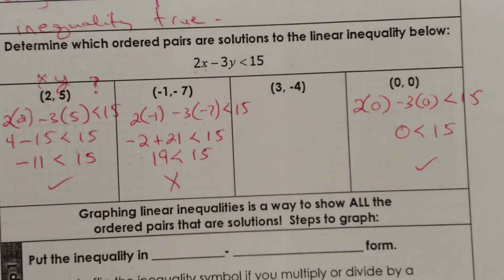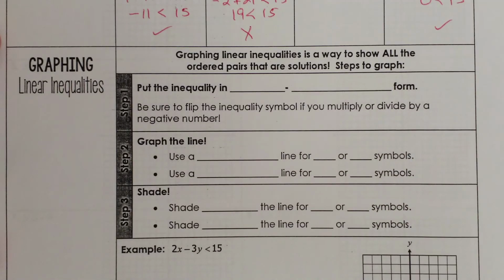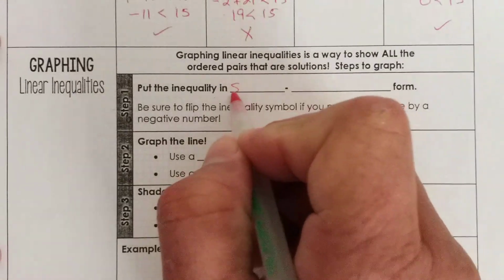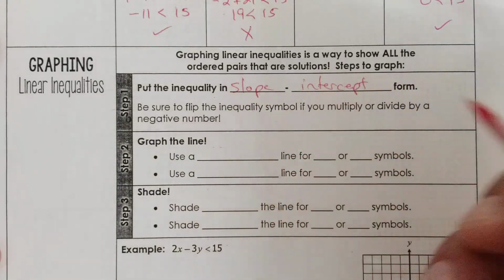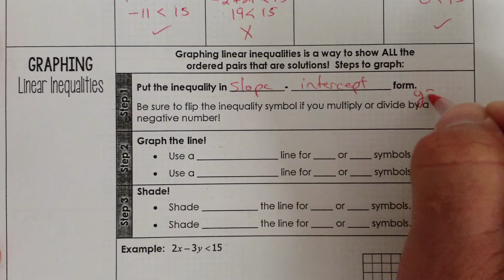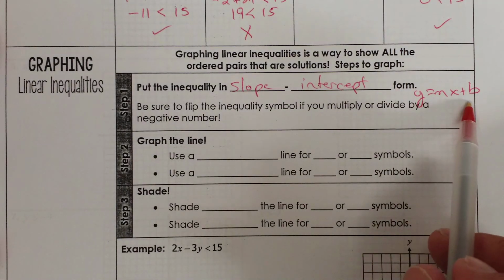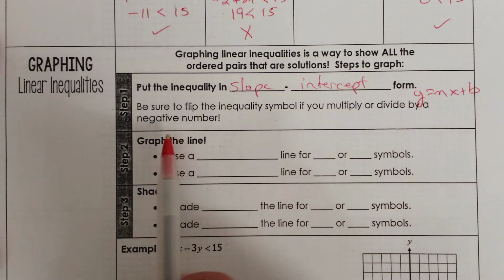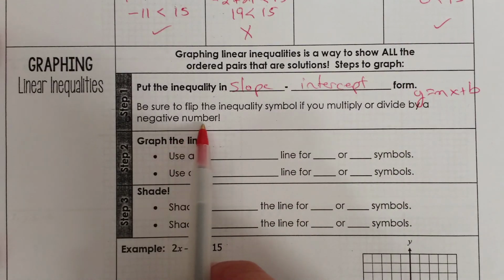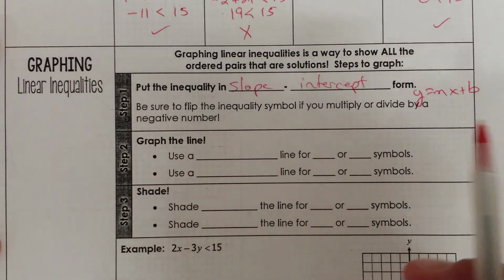Okay. So if we're asked to graph a linear inequality, first thing you want to do is put the inequality in slope-intercept form. Okay, remember, y equals mx plus b. We always begin with our b number and use our slope to find our next point. Here's this special rule we talked about. Be sure to flip the inequality symbol if you multiply or divide by a negative number.